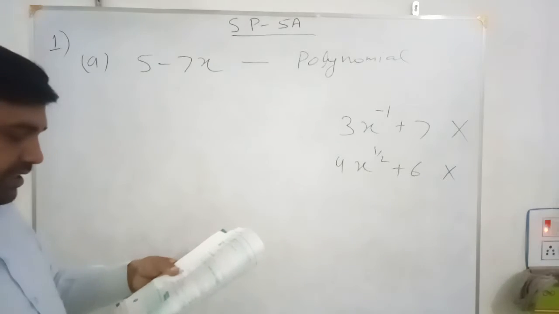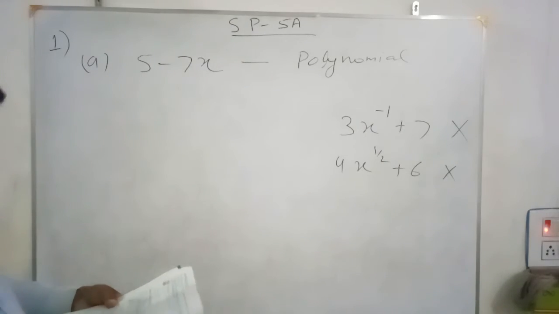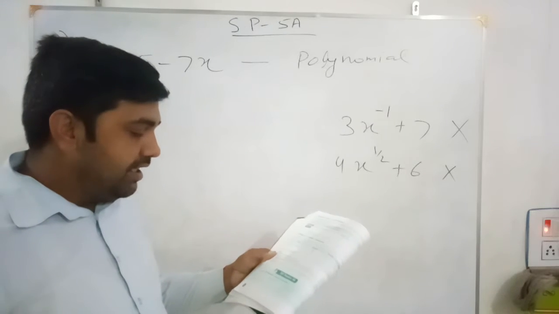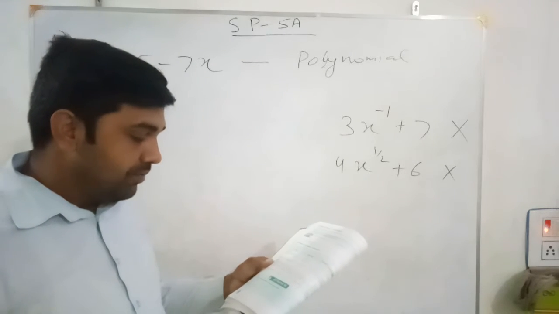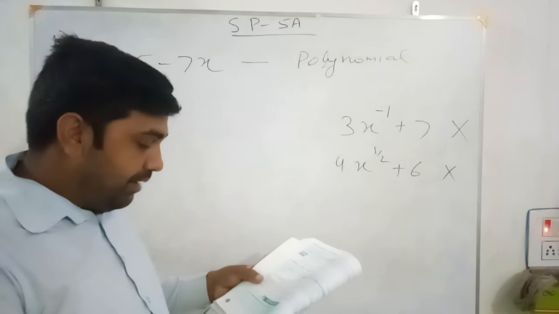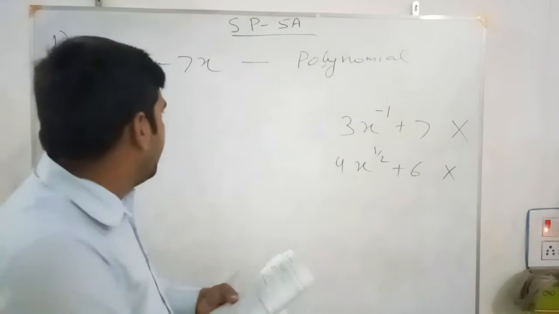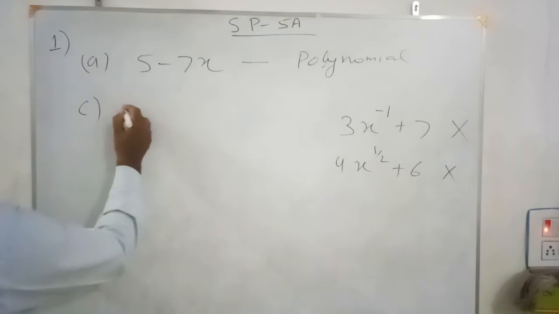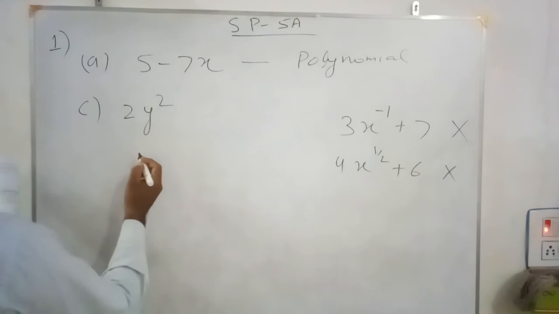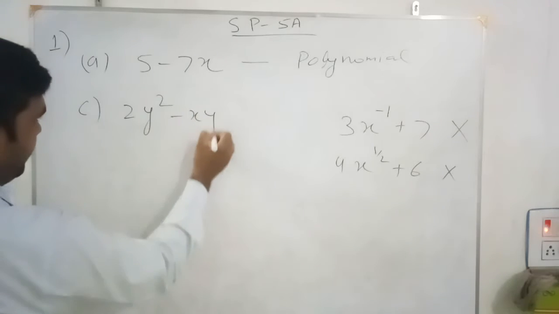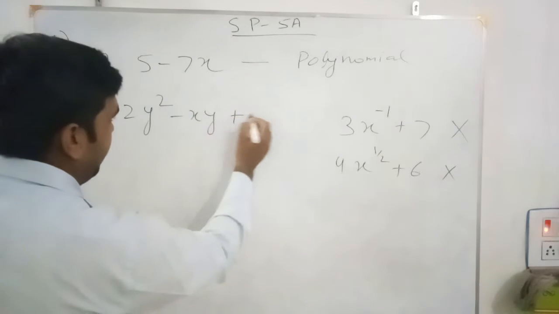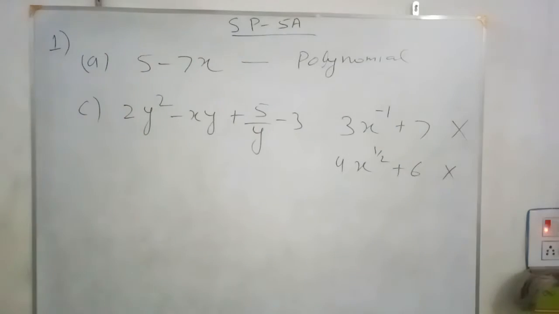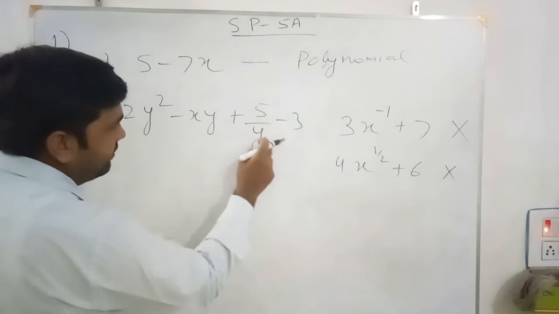Second, y cube plus 16y square minus 11. This is also a polynomial because the degree of the variable is a positive integer. Now C, 2y square minus xy plus 5 by y minus 3. This is not a polynomial because the degree of y in one term is minus 1.